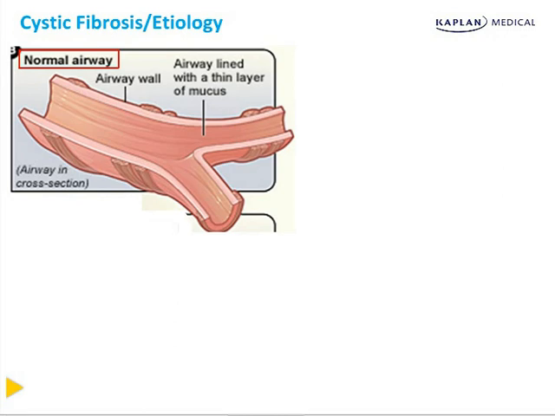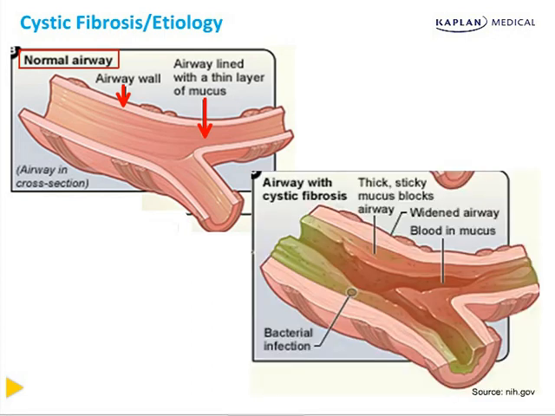This is a picture of a normal airway. As you can see, the airway wall is thin and the diameter is normal. Also, the thin layer of mucus lining the airway is very easy for this patient to expel. In a patient with CF, you can see that there is a whole lot of thick, sticky mucus that is basically obstructing the airway. In addition, because of these repeated infections, the airway widens and remodels, and bronchiectasis occurs. There's sometimes blood as a result of destruction of the bronchial arteries, and bacterial infection will form because the patient is unable to clear their secretions effectively.